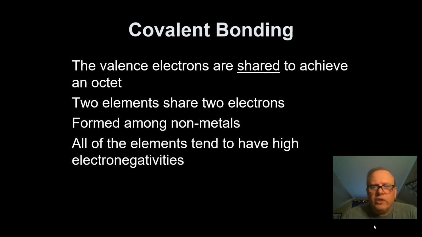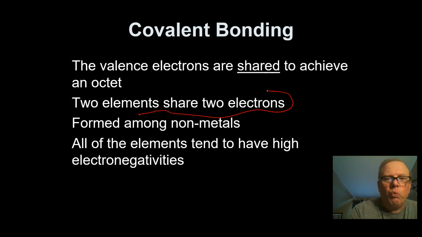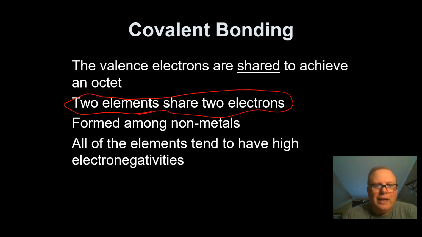Now, what is this covalent bonding? Covalent electrons are shared to achieve an octet. Two elements share two electrons. This is sort of the boot description of what covalent bonding is. Two elements share two electrons, and they are formed amongst nonmetals.